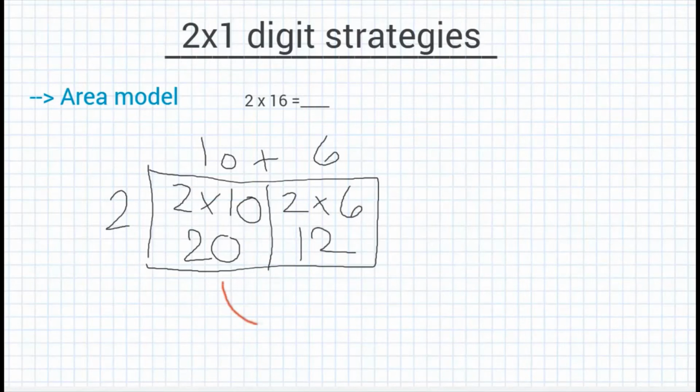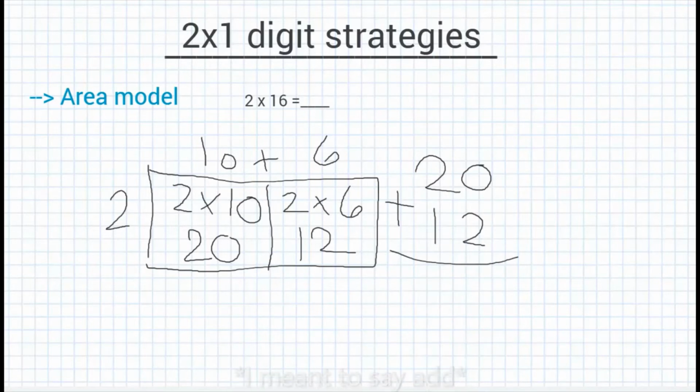And then you're going to take both of these numbers and you're just going to add them. Just like this. Okay, so 0 plus 2 is 2. And 2 plus 1 is 3. And there you have it. That's your answer. It's as easy as that. I know, right? You thought it was going to be so hard.